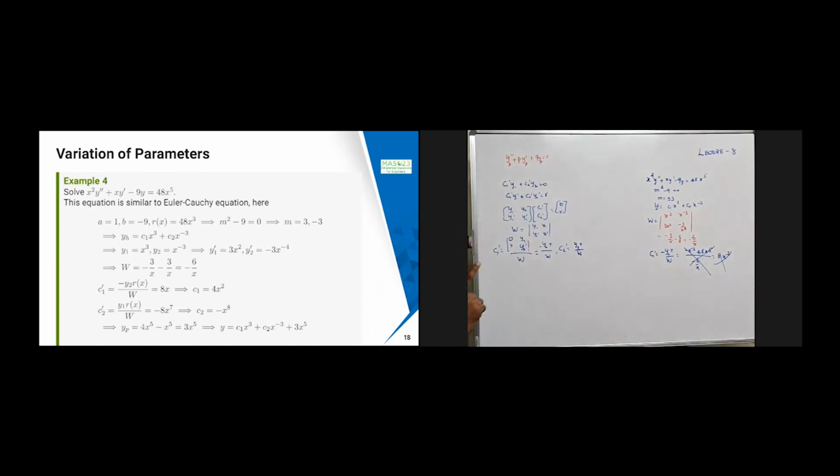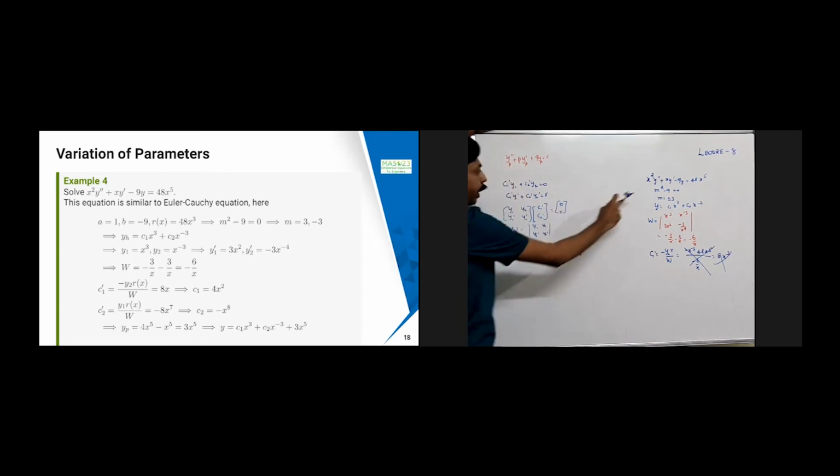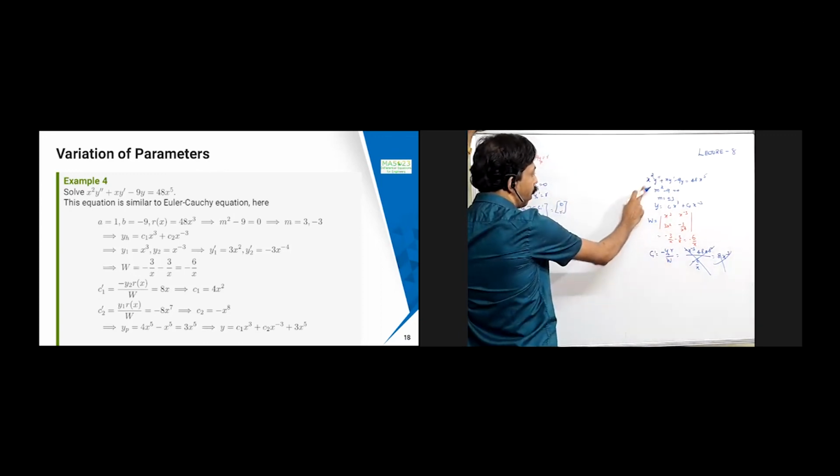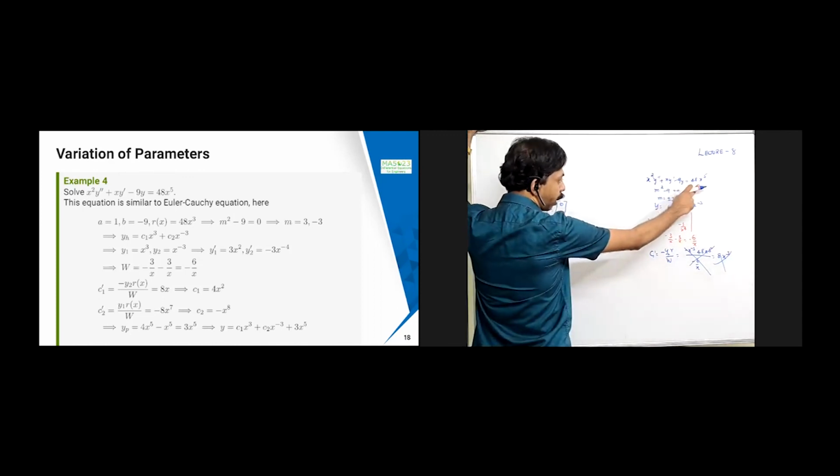Okay, it is not correct. So what you need to remember is that I have obtained the formula by using this as unit only. Okay, this is very, very important. I have obtained this by using this as unit only. So here it should be unit. So here you have x square y double dash. Okay, so your r is not 48 x power 5 then.